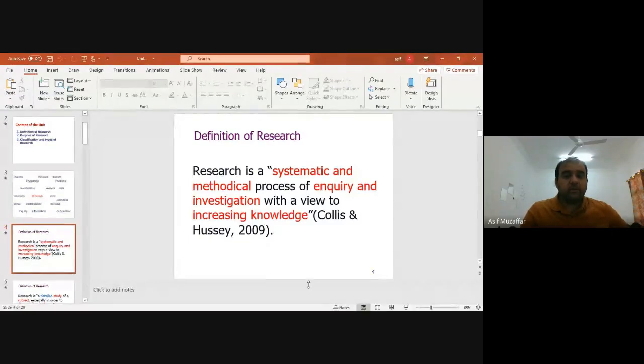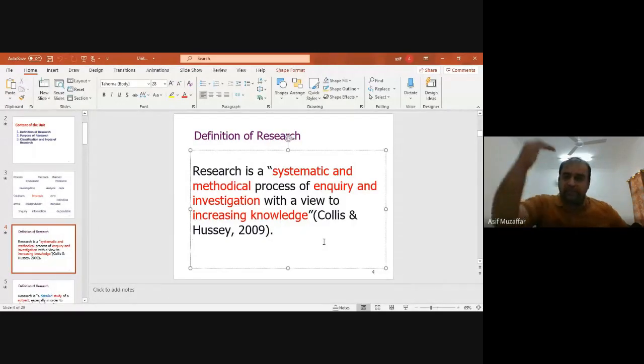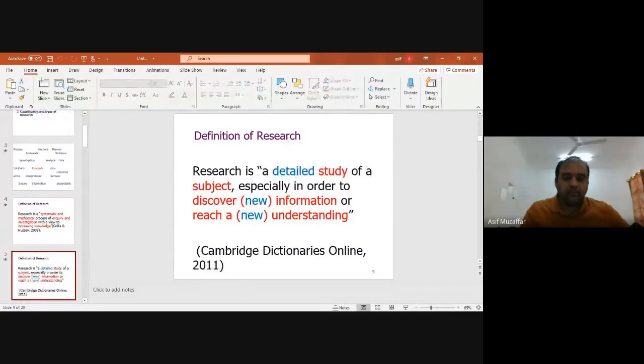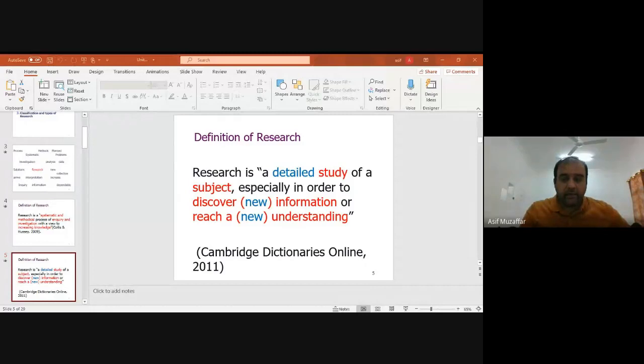So I just talked about what increasing new knowledge is. In simple words, research is a systematic process. That means there are specific or standardized steps to follow in research. After following those research steps, you would find something which is increasing the knowledge of the people who are working in that area. This is what was said by Collis and Hussey. Is it clear till now? Do you get the point of what increasing existing knowledge is?